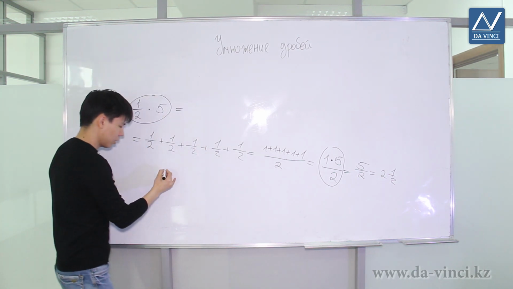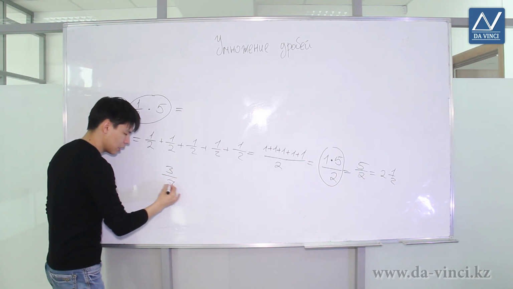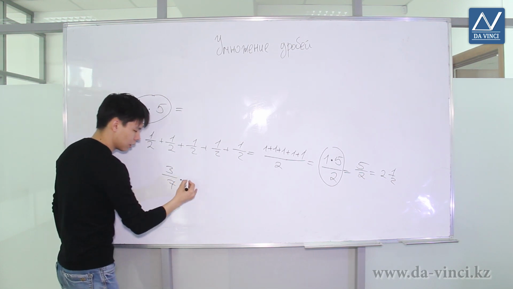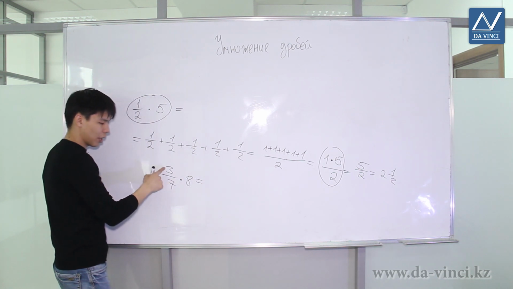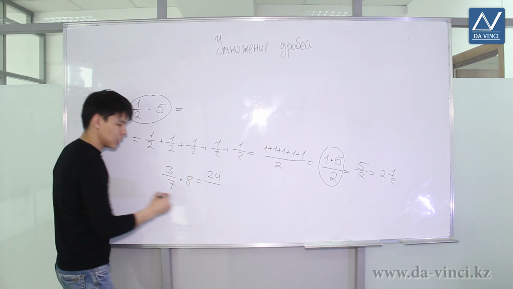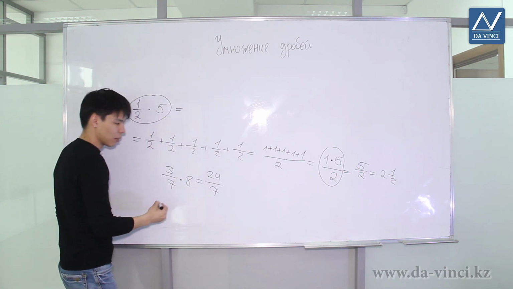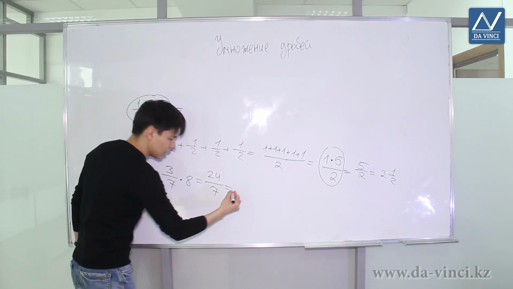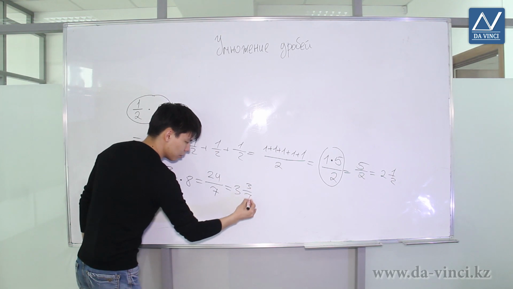For example, to multiply 3/7 by 8, we just multiply 3 by 8. That would be 24. Leave the denominator unchanged, 24/7. Can convert it to a mixed fraction. That would be 3 whole 3/7.